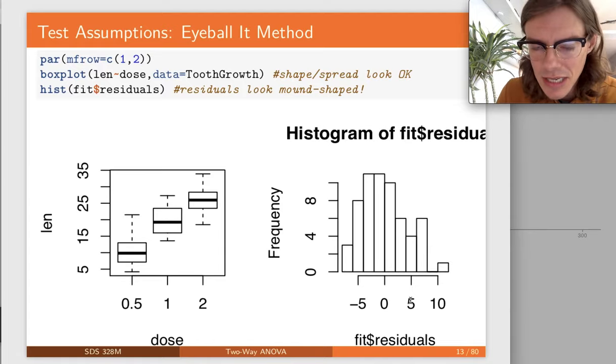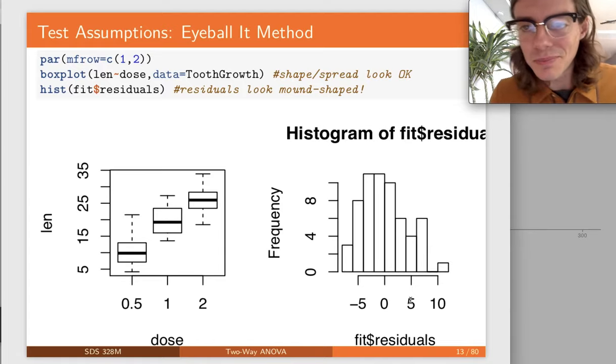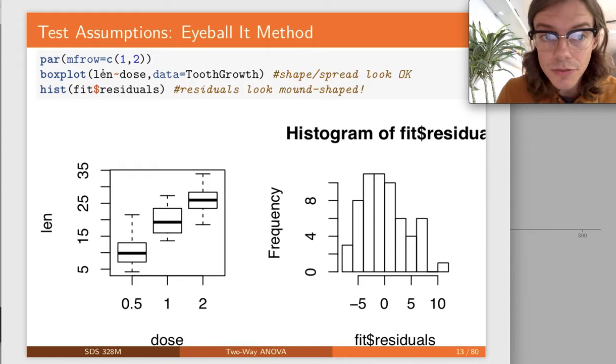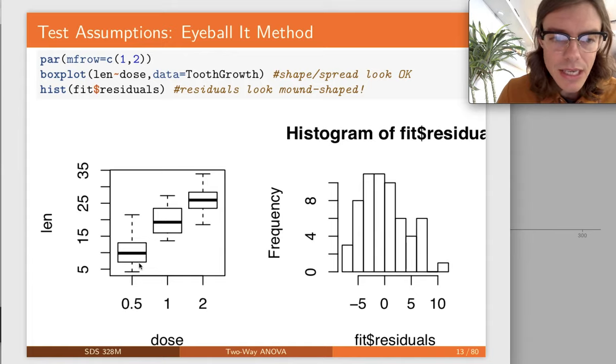But we should have tested our assumptions first, right? So let's quickly do a test of assumptions here. You could just make a box plot showing the distribution of tooth length by each dosage, right? And you can see, yeah, these look like they have similar range, similar IQR. It's not too concerning.